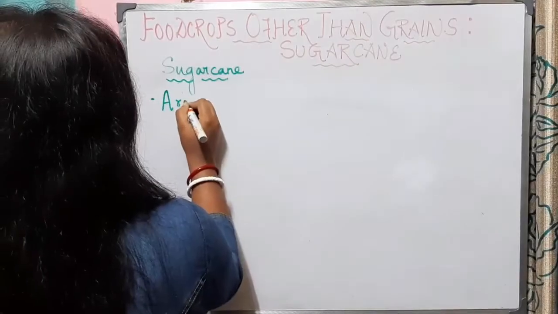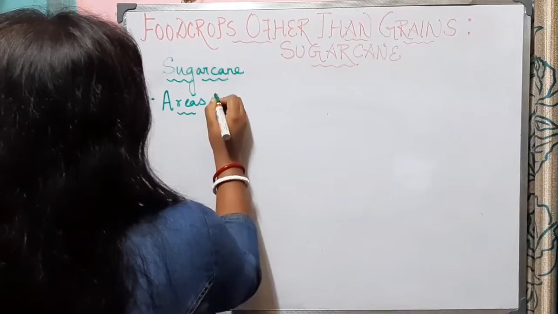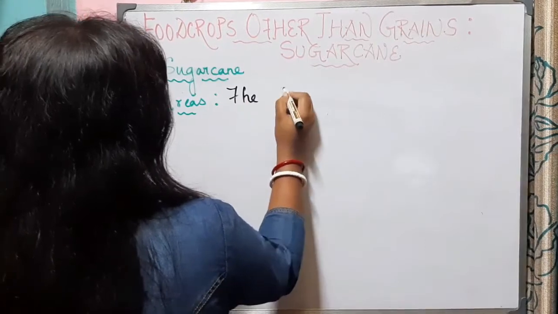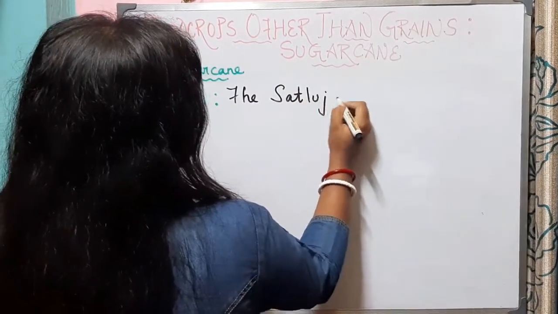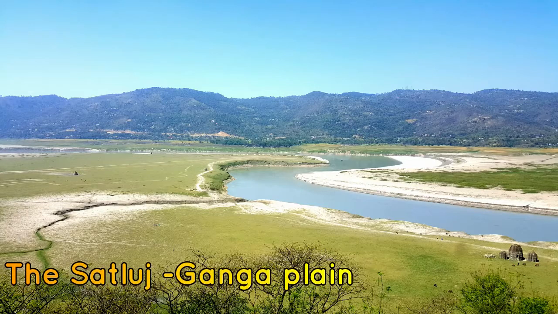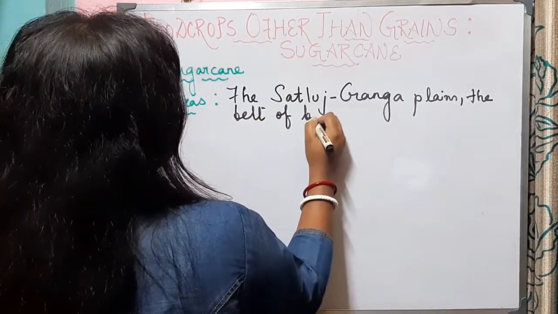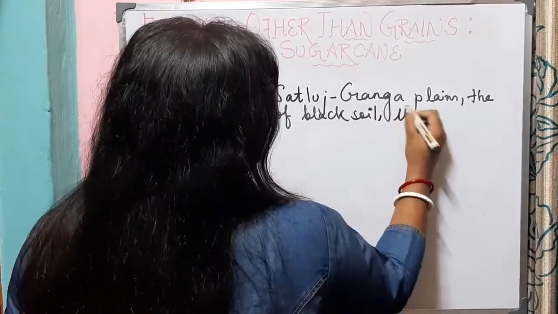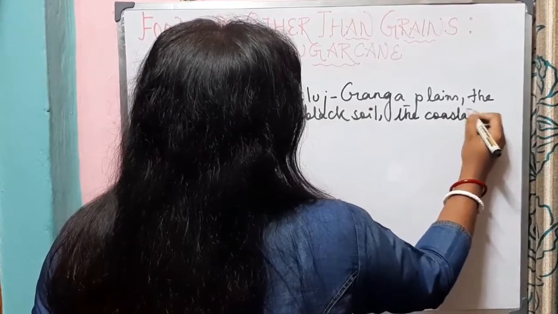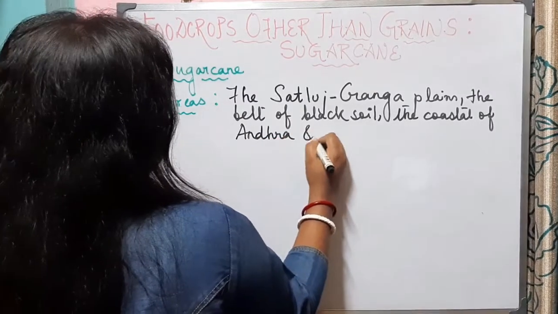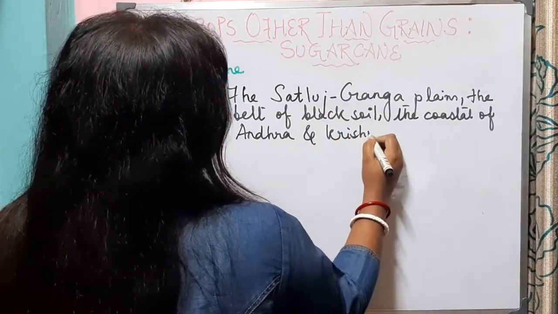The areas where sugarcane is grown are the Satluj-Ganga plain, the belt of black soil, and the coastal Andhra and Krishna Valley.